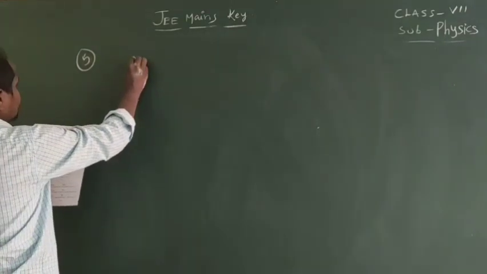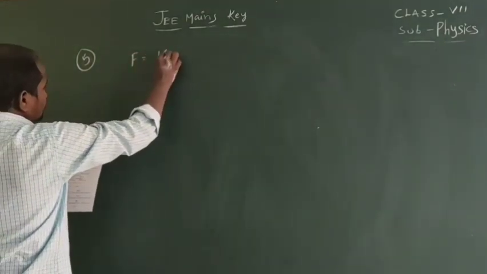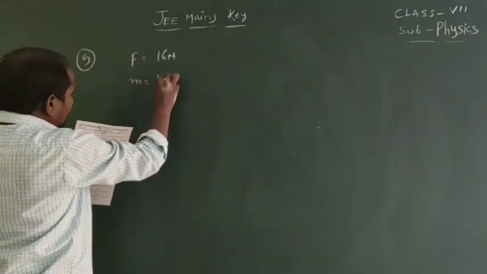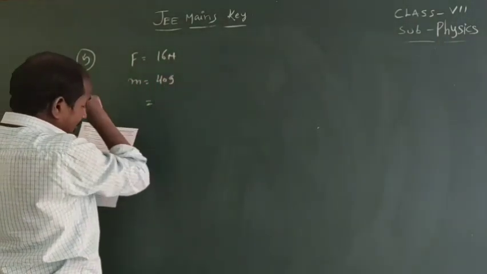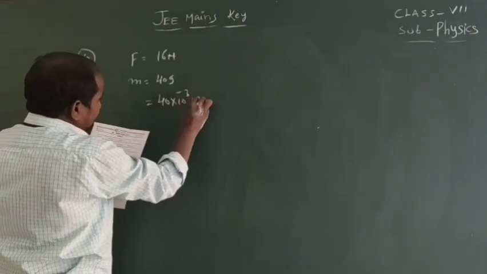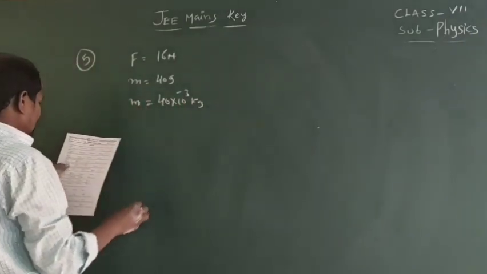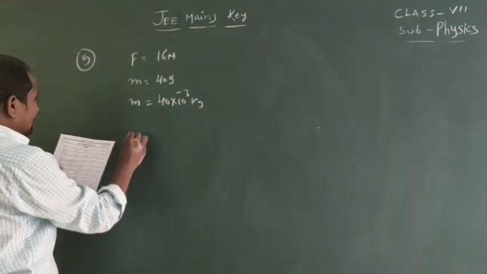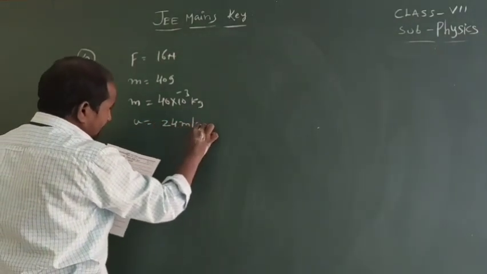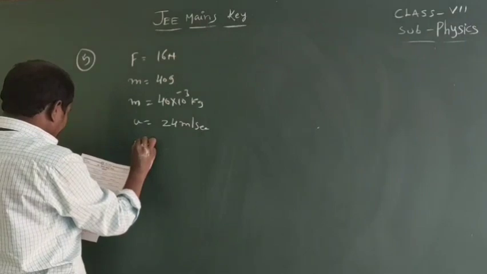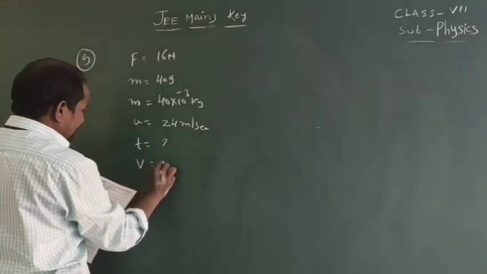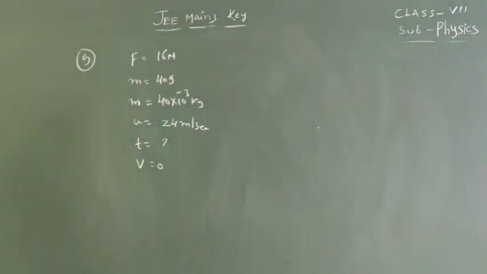The force acting on it equals 16 newtons. Next, mass is given, that equals 40 grams. We can convert it into kilograms. So 40 into 10 power minus 3 kg, that is m. Next, initial velocity u is given, that equals 24 meter per second. Then find the time, if final velocity equals 0. These are the given values.